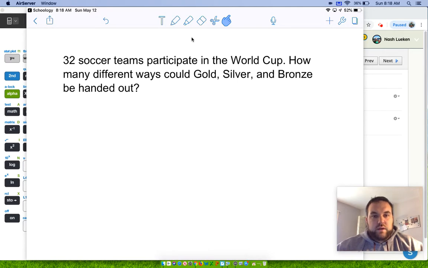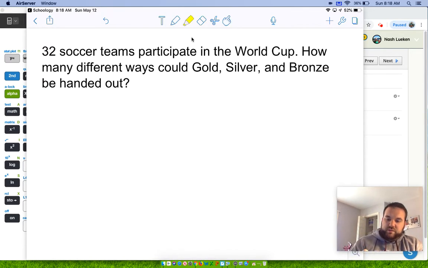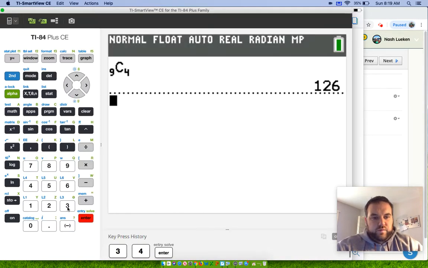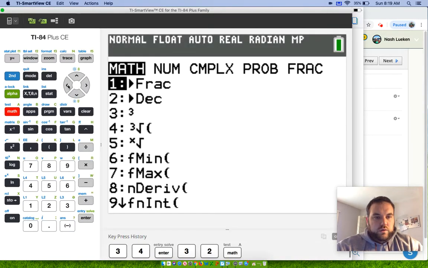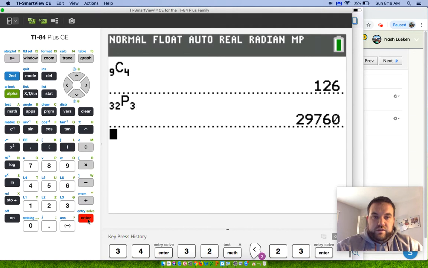Next, 32 soccer teams participate in the World Cup. How many different ways could gold, silver, and bronze be handed out? Because we are specifying gold, silver, and bronze and not just the top 3 teams, obviously we can't have a repeat team win all 3. And the order does matter because gold versus silver versus bronze are very different things. So we're going to go to math, probability, and then do a permutation of 32. I want 3 teams. So it's going to give me 29,760.